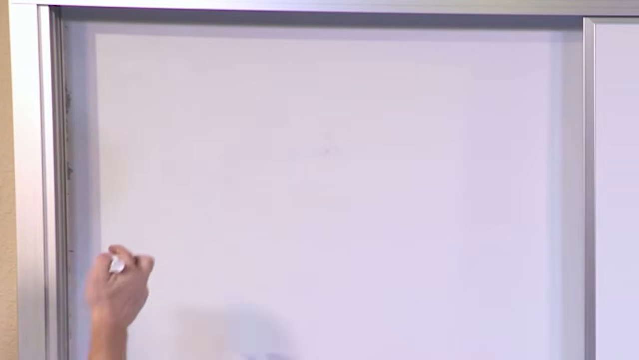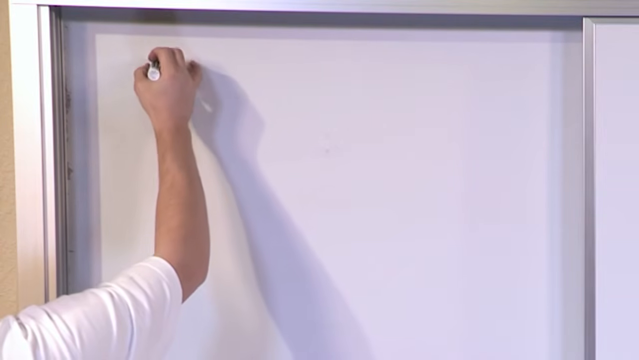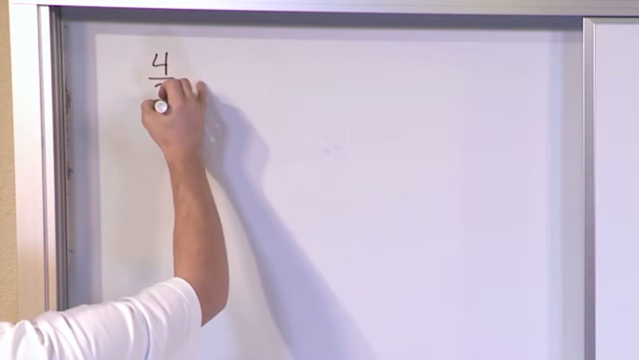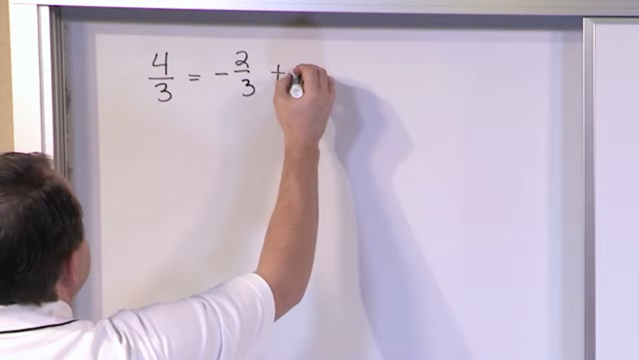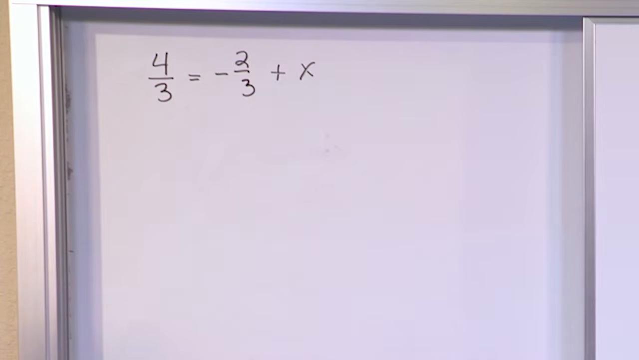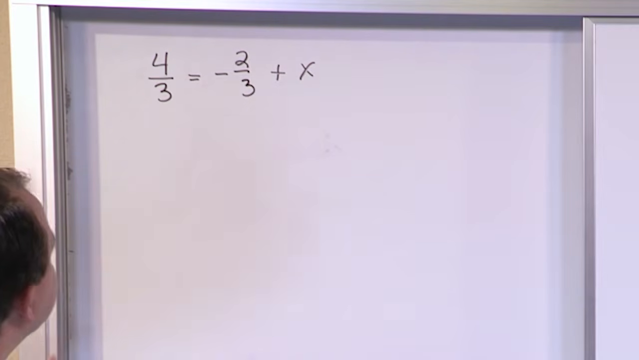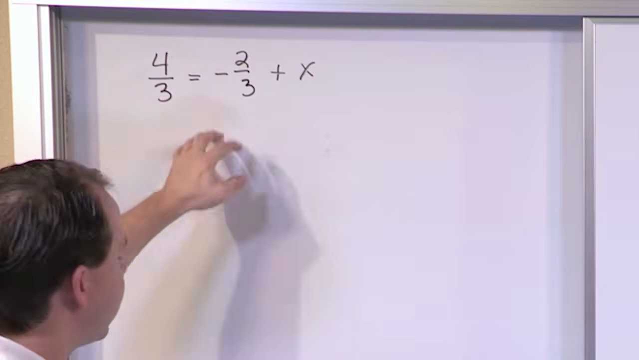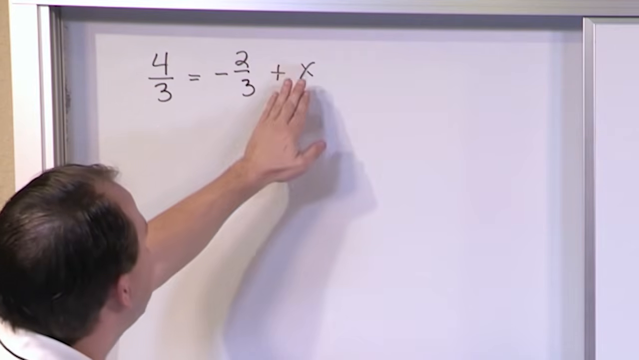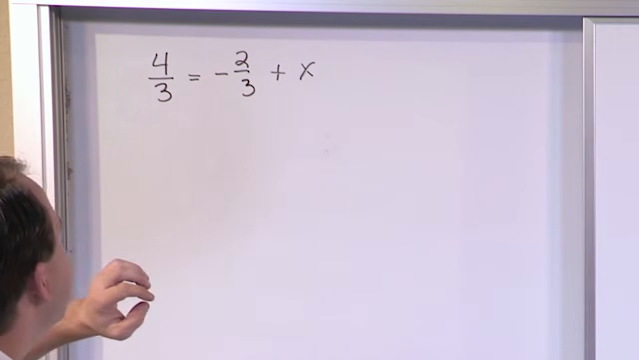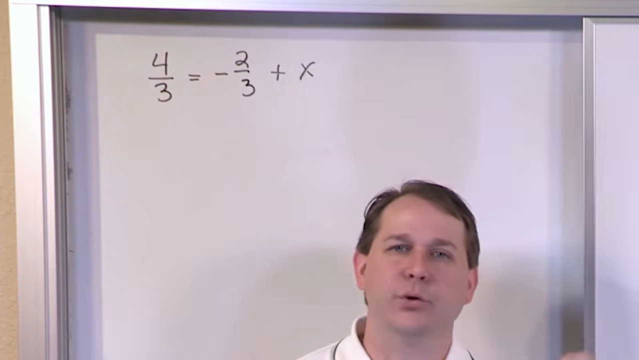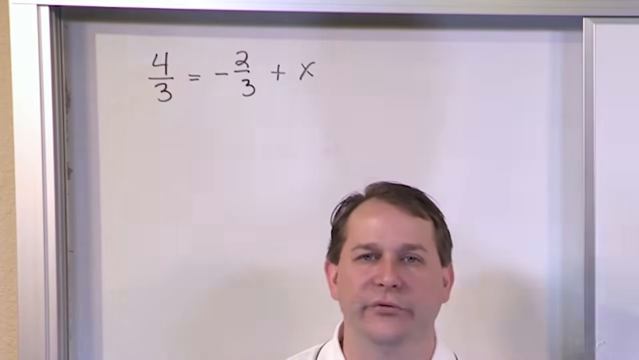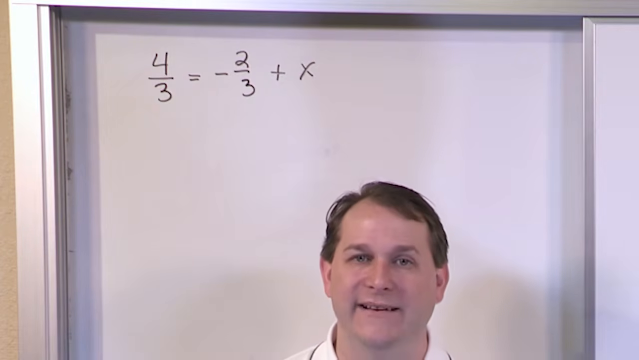All right, so let's crank up the complexity just a little bit. What if we have 4/3 is equal to negative 2/3 plus x? Notice there's a couple differences here. The first one is I have fractions in here, which scares off a lot of people. The second one is x is on the right-hand side. It doesn't matter where x is. All you're trying to do is get x on one side of the equal sign. Doesn't matter where it is. You just want to get it by itself.